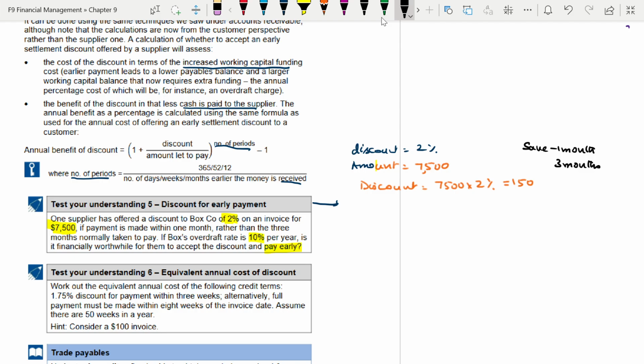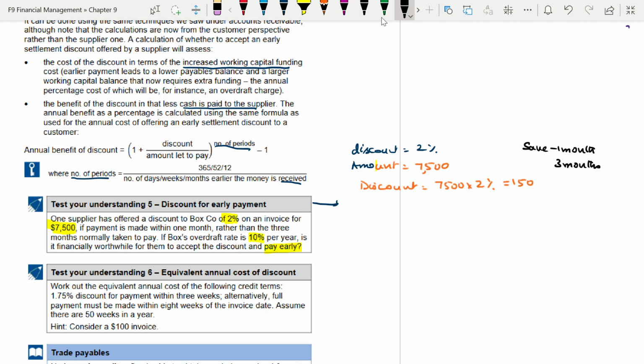How much is there when we are doing the things? 1 plus discount. Okay, 1 plus discount. Amount of annual benefit of discount. Okay, annual benefit of discount.